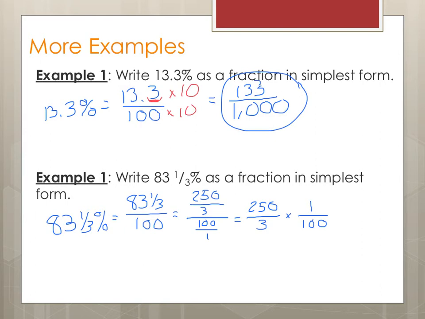100 and 250 both have a common factor of 50, so I'll divide them both by 50. 100 divided by 50 will be 2, and then 250 divided by 50 will be 5. And I've eliminated all those common factors, so I can multiply. 5 times 1 will be 5, and then 3 times 2 will be 6. So our simplified fraction here will be 5/6.